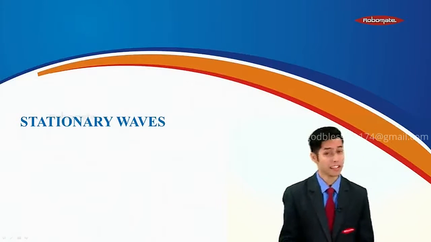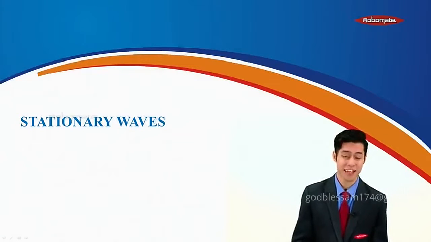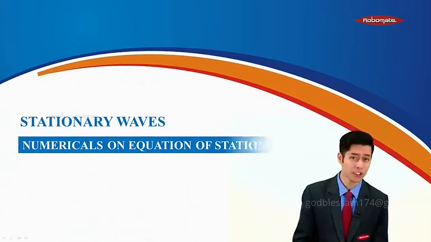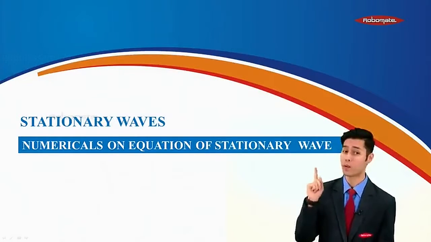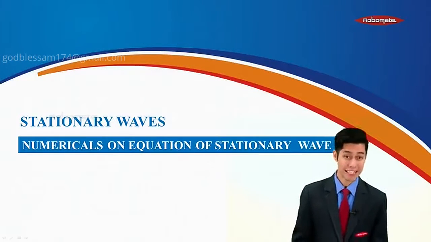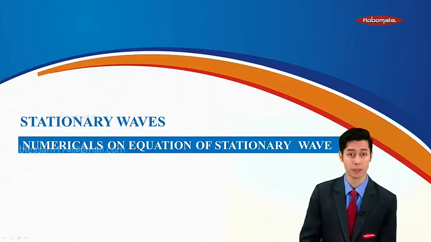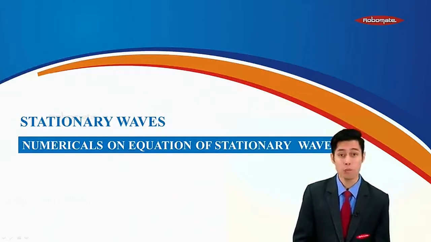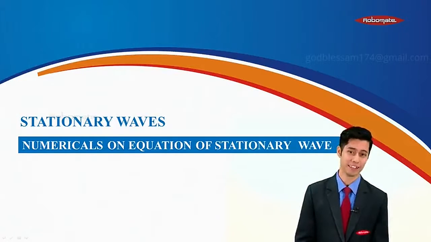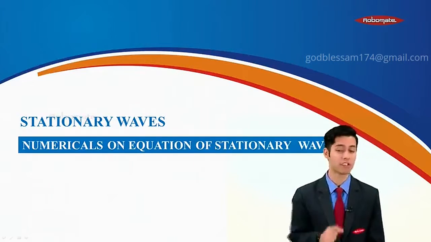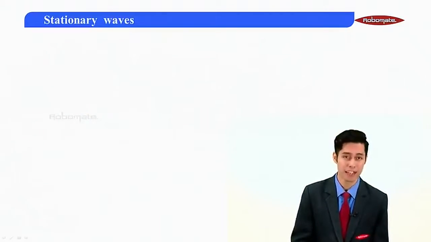We move ahead to the next module of stationary waves, and in this module we are going to learn the numericals on the equation of stationary wave. Yes students, we studied the equation of stationary wave, which was y is equal to 2a cos 2 pi x by lambda multiplied by sine 2 pi nt. So on the basis of that equation, we are going to study the numericals.